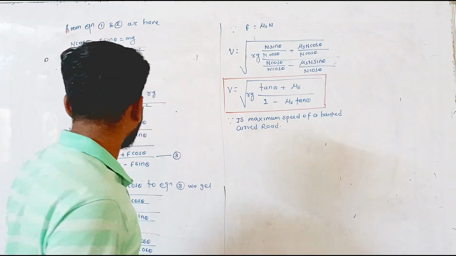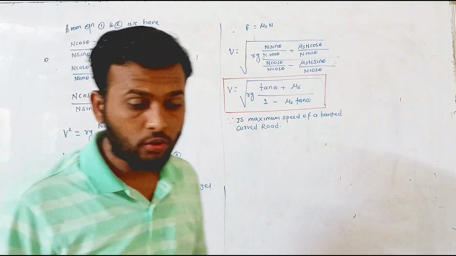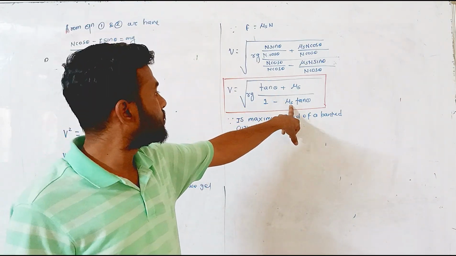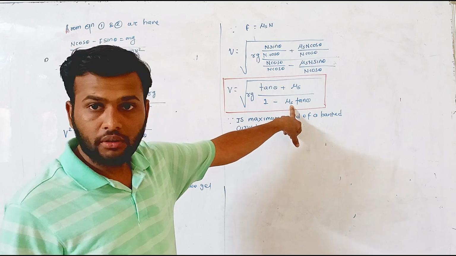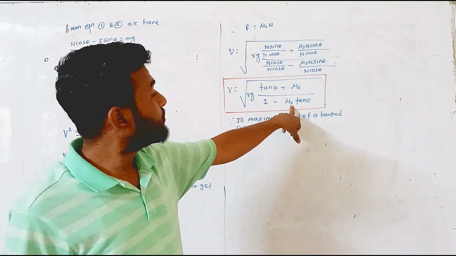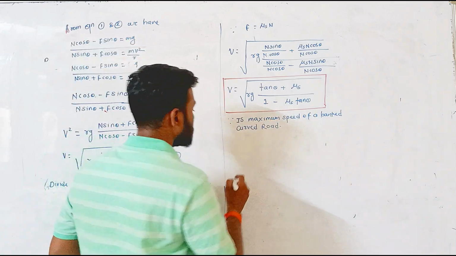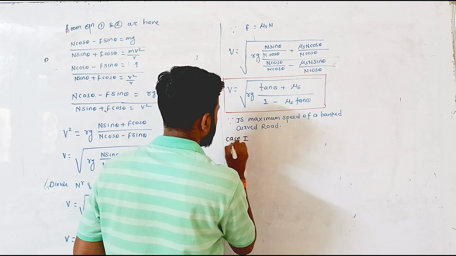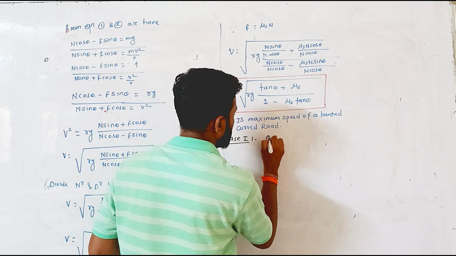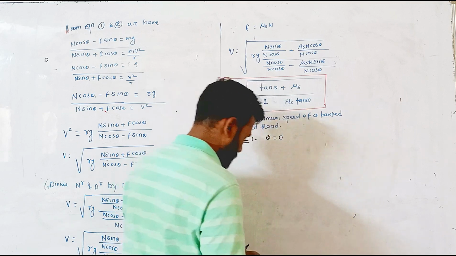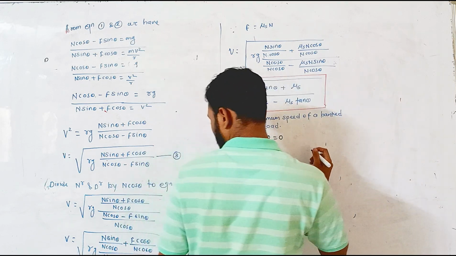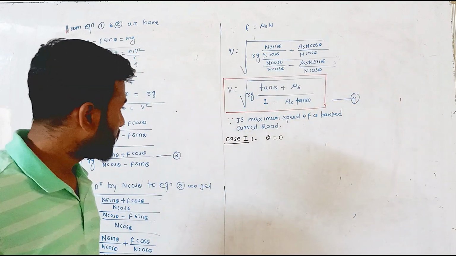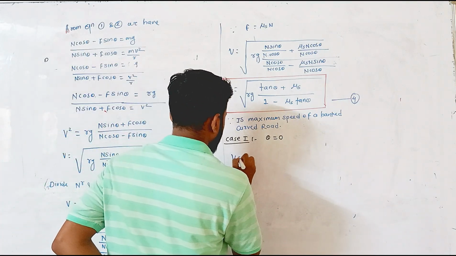Okay, so again we take two cases for finding the banking angle. In the first case we put theta equal to 0, and in the next case we put the coefficient of static friction mu s equal to 0. In the first case, theta equal to 0, take this equation number 4.